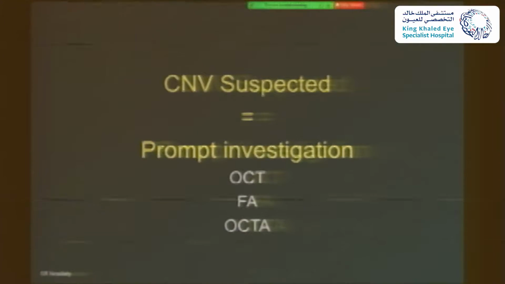Now, if CNV is suspected, the patient calls, has problems with central vision, you look, it seems like there's subretinal fluid or subretinal blood. Now you're suspecting CNV. What are you going to do? You're going to promptly investigate. How? You have 3 methods to investigate. We usually start with an OCT, but if you want something super, super definitive, it is a fluorescein angiogram. And if you have the technology that we have nowadays, OCTA, that is OCT angiography, you may do that instead of a fluorescein.